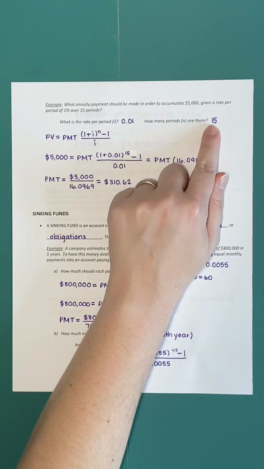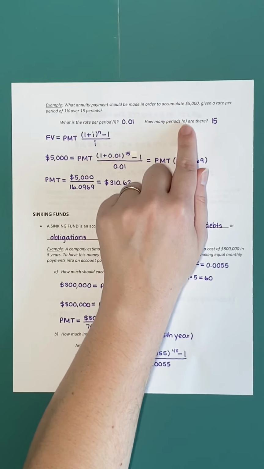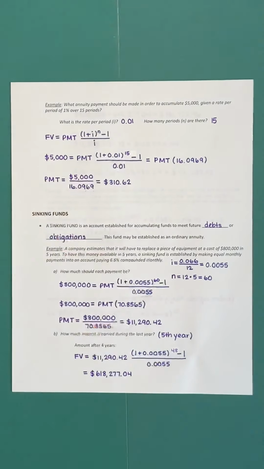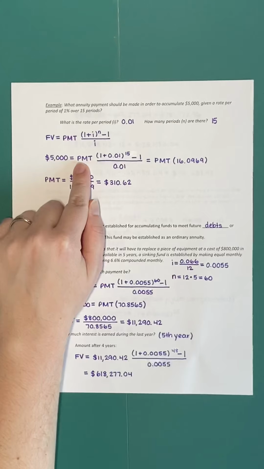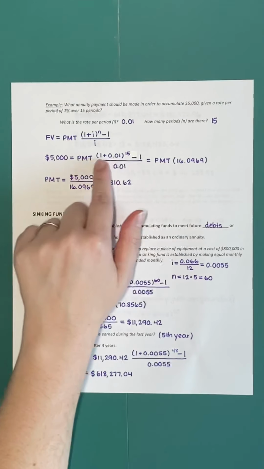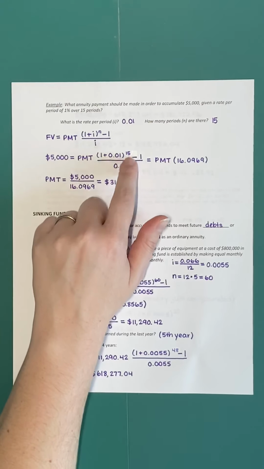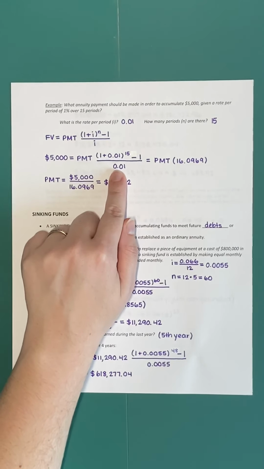If you had information given like it was given in the last two problems, you find I and you find N based on that information. So this is going to be I, this is going to be N. We're going to plug them into our formula. But again, keep in mind what's unknown, what's variable, and what we actually know. Here, we know the future value that we want. What we don't know is the payment. So we have $5,000 as our future value. Payment is variable, it's what we don't know. And then we have the rest of it given. So 1 plus 0.01 raised to the 15th power, there's our I, there's our N, minus 1, divided again by our rate per period, 0.01.